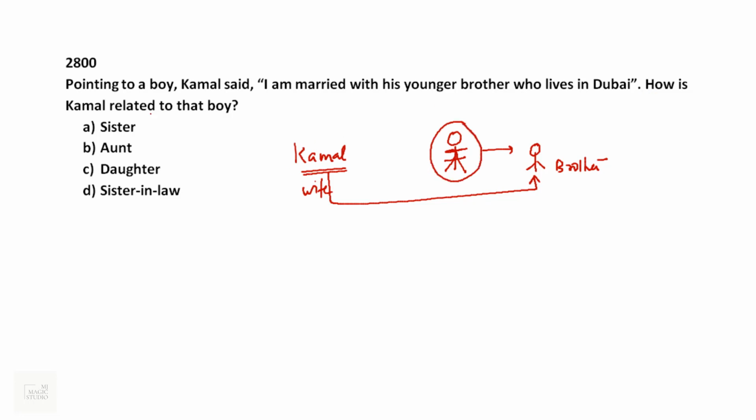That means, how is Kamal related to that boy? This particular man is elder brother of Kamal's husband. That means Kamal is wife of younger brother of this person. That means she is bhabhi or sister-in-law, or as we call vadina, of this particular man. So how is Kamal related to that boy? Sister-in-law. Option D fits in.